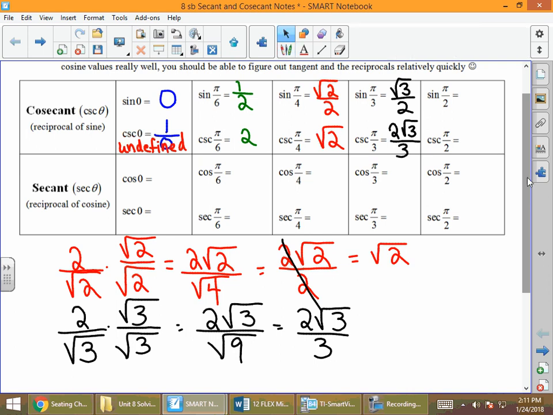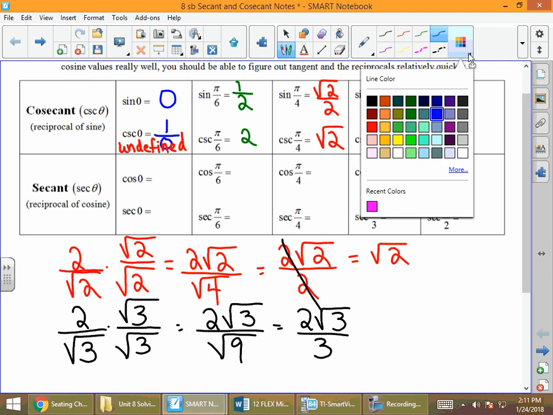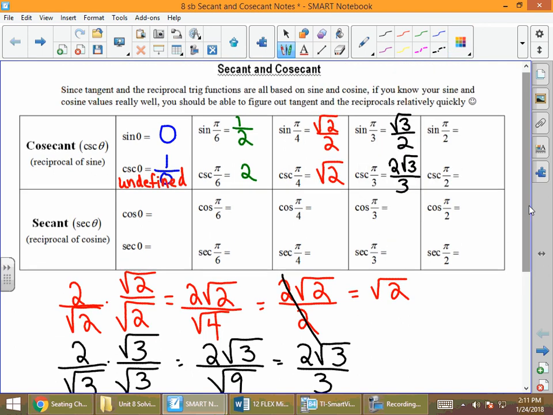One more value here as we look at sine of pi over 2, quadrantal. Our hand gesture doesn't work quite as well on this one, but the sine of pi over 2 is 1. Well, what's the reciprocal of 1? Still 1.